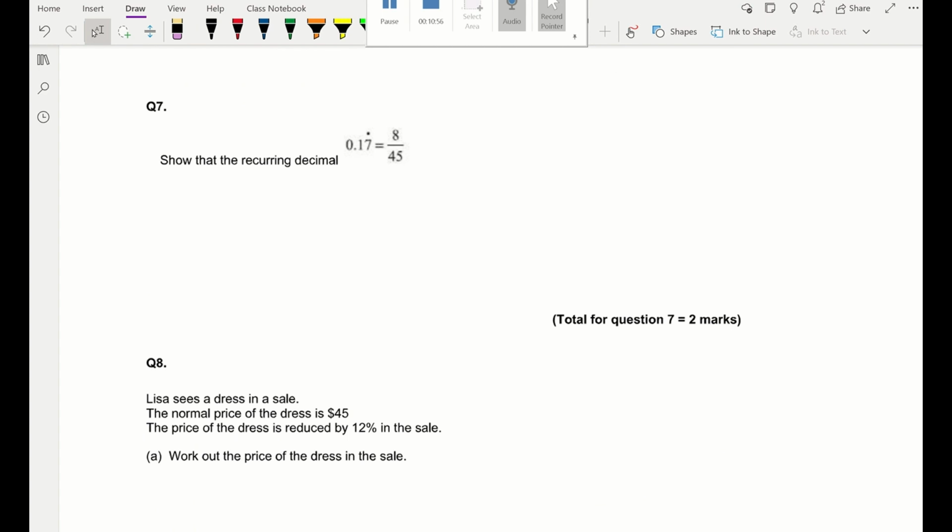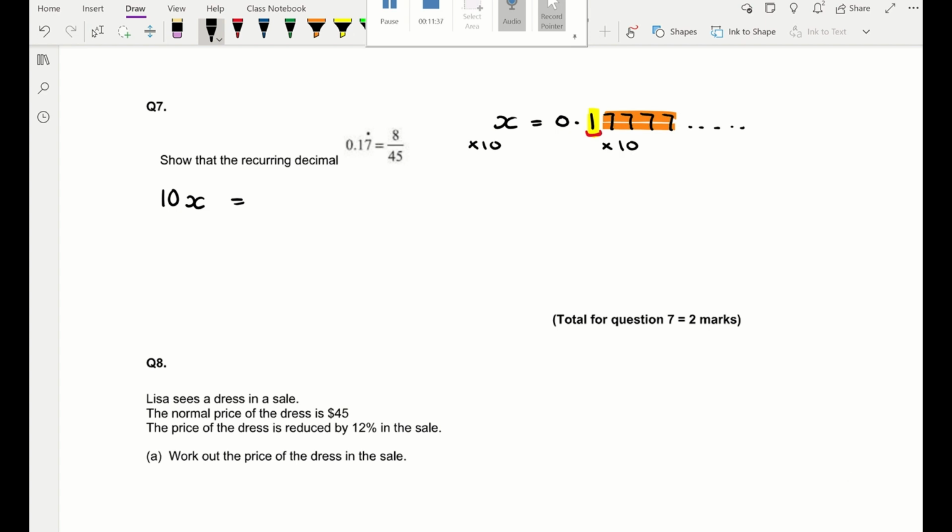And again, this is a show me question. Show that the recurring decimal 0.17 recurring is 8/45. So this decimal looks like this: 0.17777, and it goes on forever. There is a number that doesn't repeat, and then there is a repeating pattern. The first thing I do is I look at the number that doesn't repeat. There's only one digit, so I times that by 10. So times here by 10, times here by 10.